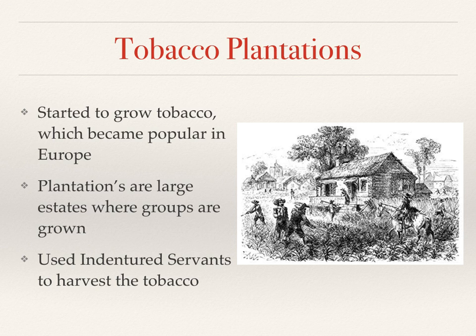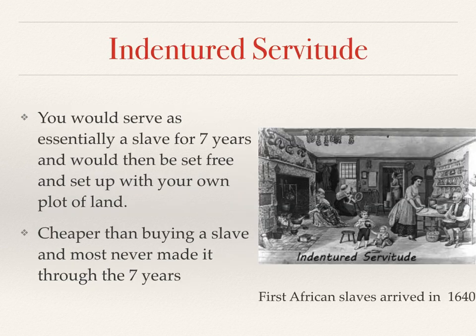They mainly would have used indentured servants to harvest this tobacco. So what an indentured servant was: you would serve as essentially a slave for 7 years. You would sign up to be a slave for 7 years, and after this you would be set free. And you might be set up with your own plot of land.